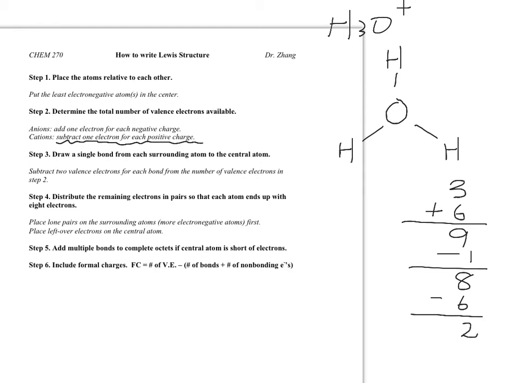That's our step 3. Step 4 describes how to distribute the remaining electrons. Usually, you would distribute them in pairs, and you also typically put lone pairs on the surrounding atoms first, followed by the central atoms. For hydronium ion, again, hydrogen would only form 1 bond. Therefore, this pair of electrons will have to come to the orbital of the oxygen.